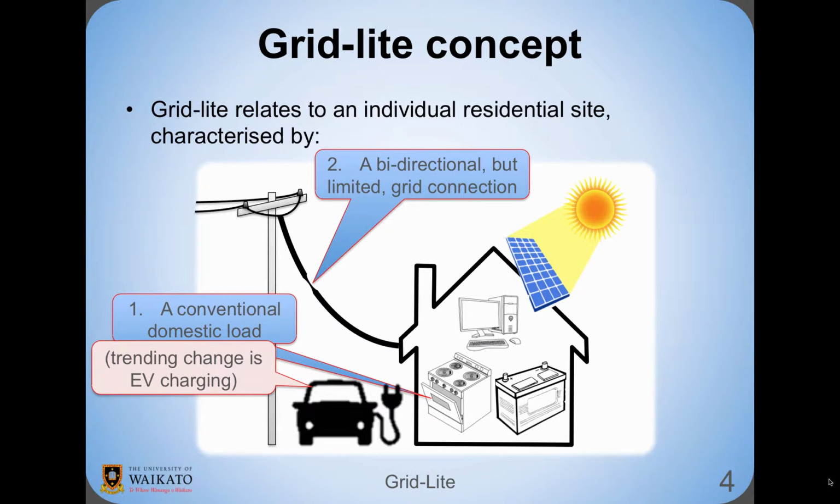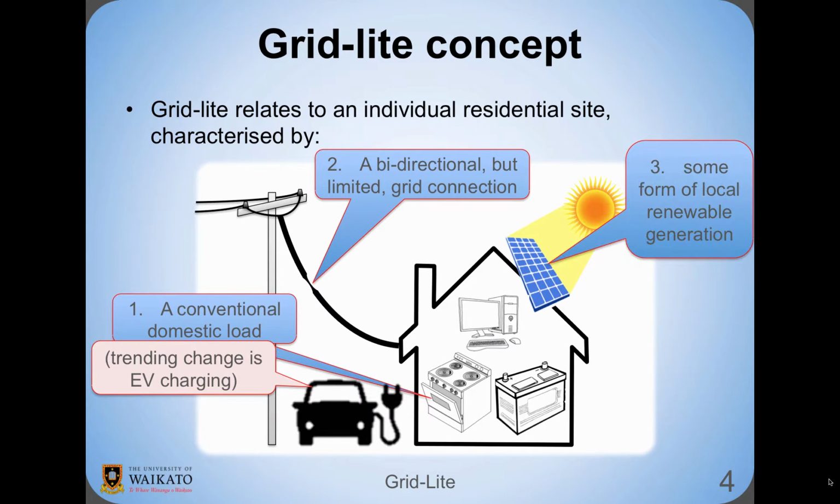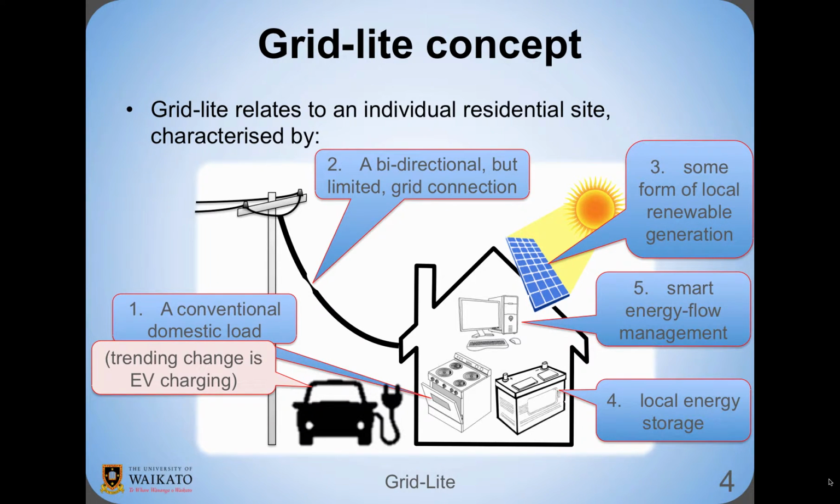It also includes a grid connection, working in both directions, but limited in some way, generally restricted to a maximum flow in either direction. That restriction might be contractual, or it may be physical or electrical, and imposed by circuit breakers. There will be local generation capability, probably in the form of solar PV panels, some battery storage, and importantly, a smart energy flow management system, which controls the distribution of the load between batteries, solar, and the grid, and channels excess generation back to the grid, all within the constraints of the grid connection.